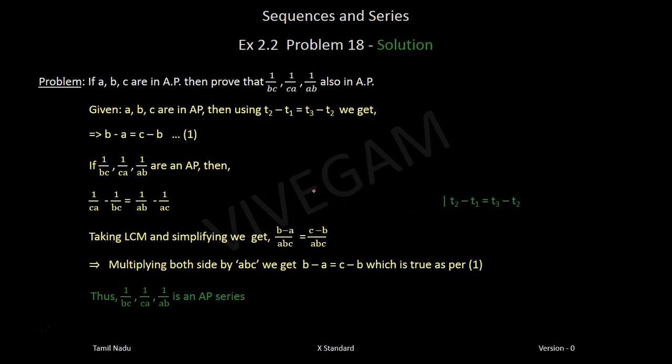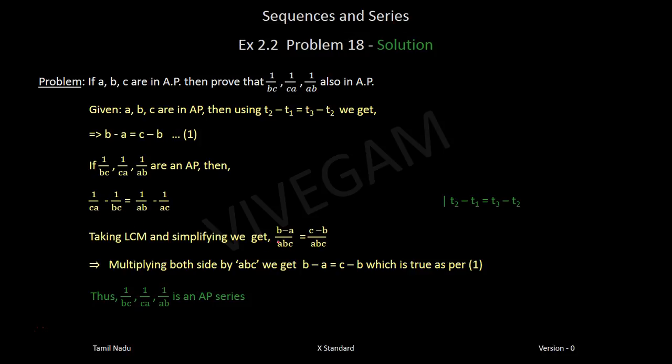Now let's look at the solution. A, B, C are in AP, so which means B minus A equal to C minus B. Let's keep this as equation 1. This is what we need to prove, that they are in AP. So let's assume it to be in AP, which means 1 by CA minus 1 by BC is equal to 1 by AB minus 1 by CA. Now take the LCM for the left hand side and the right hand side. You will get ABC as the LCM.